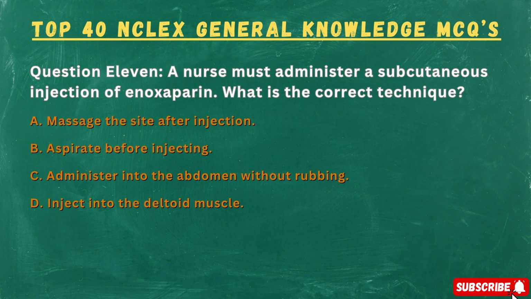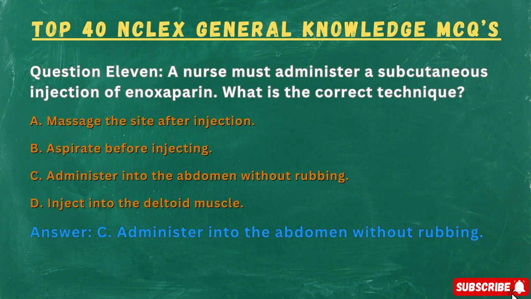Question 11. A nurse must administer a subcutaneous injection of enoxaparin. What is the correct technique? A. Massage the site after injection. B. Aspirate before injecting. C. Administer into the abdomen without rubbing. D. Inject into the deltoid muscle. Answer. C. Administer into the abdomen without rubbing.